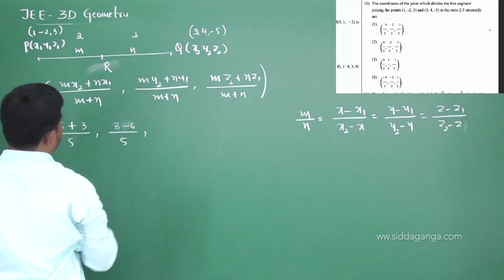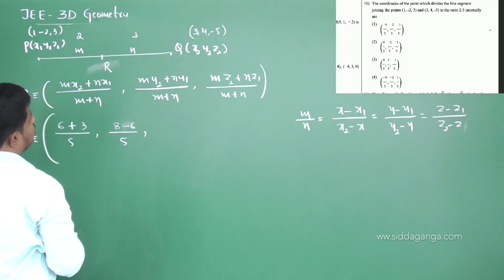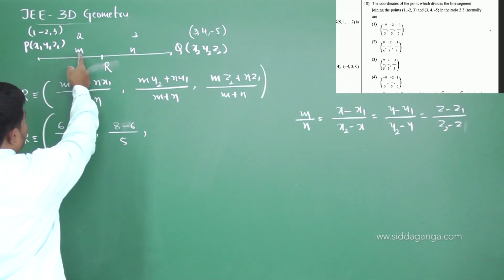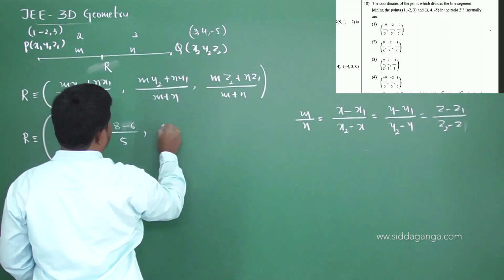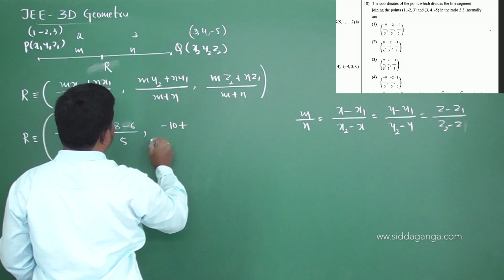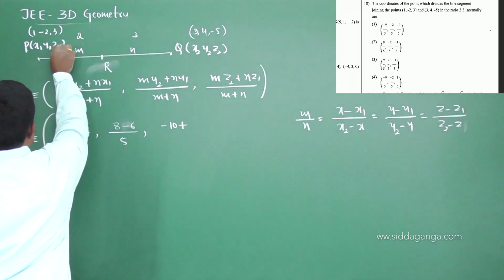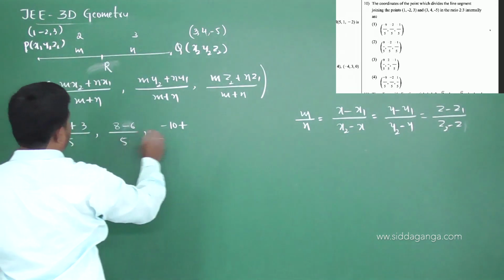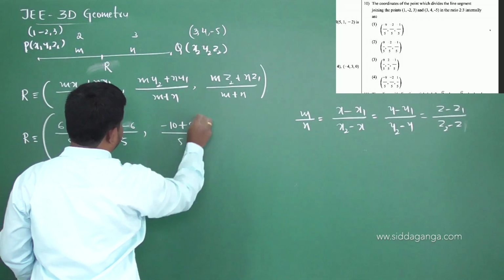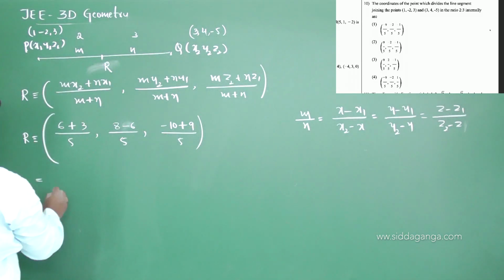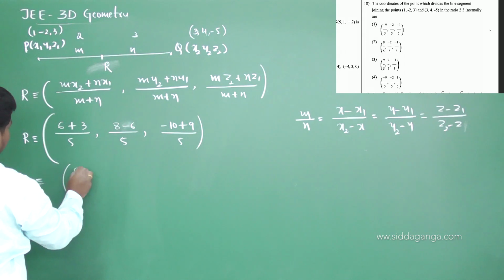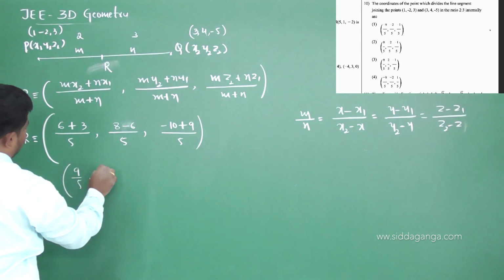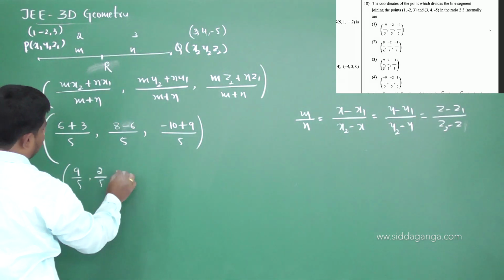divided by 5. And mz2 plus nz1, that is m into 2, into z2 which is minus 5, minus 10, plus nz1, 3 into 3, that is 9, divided by 5. So the point will have the coordinates 9 by 5, 2 by 5 and minus 1 by 5.